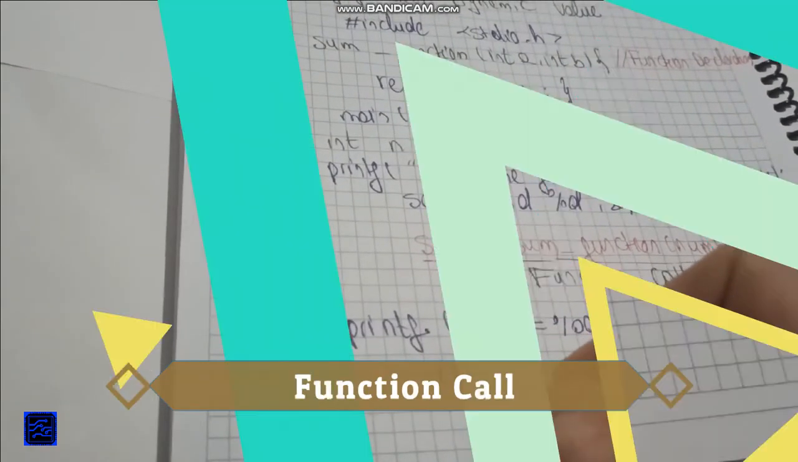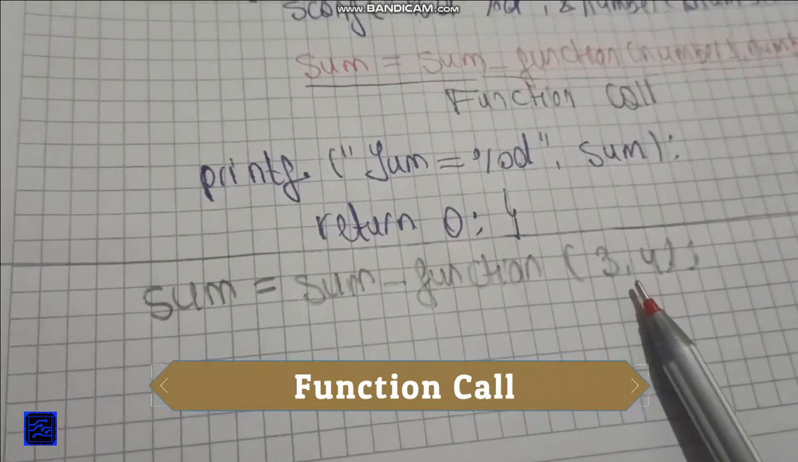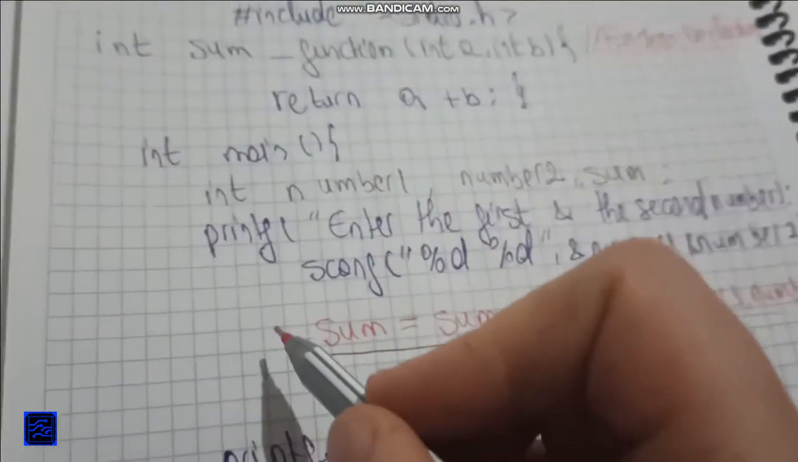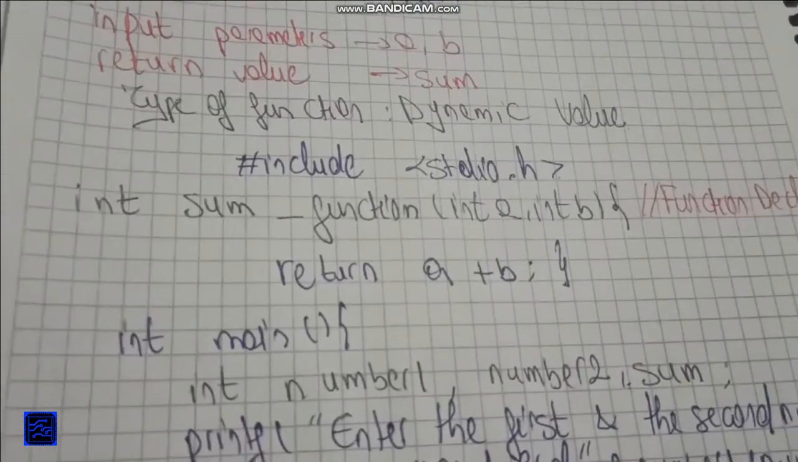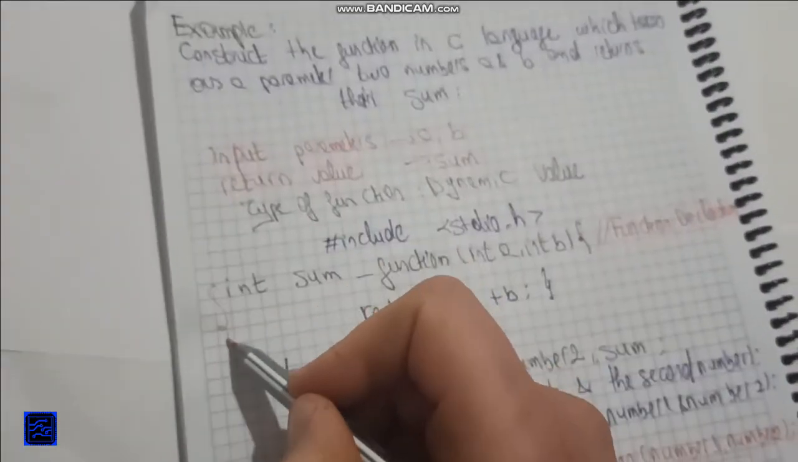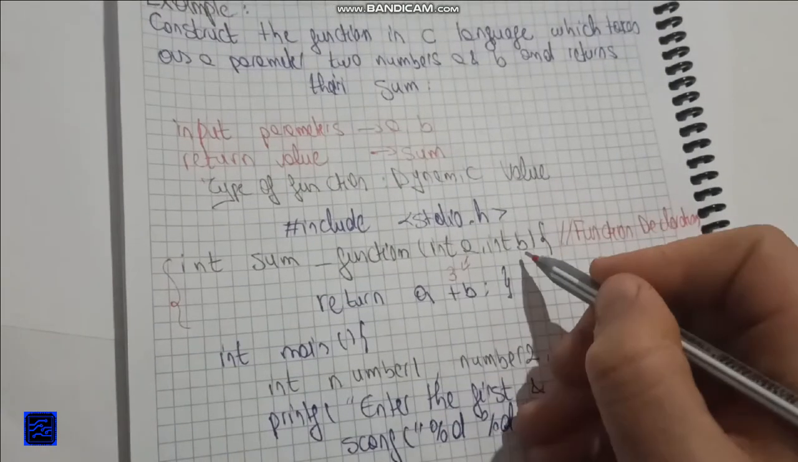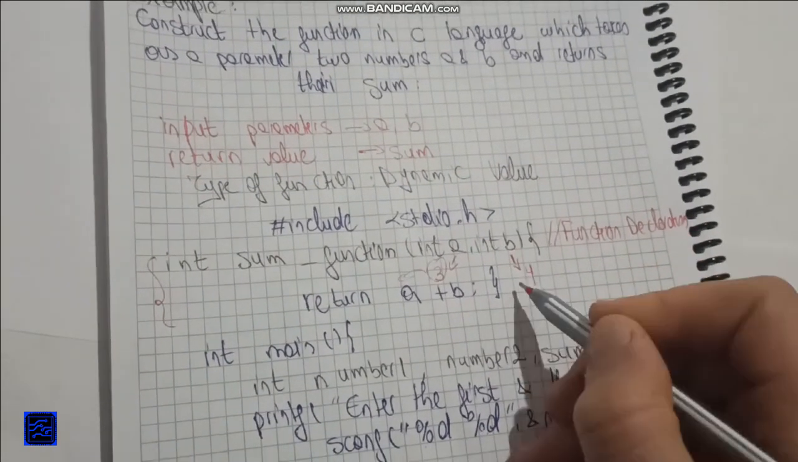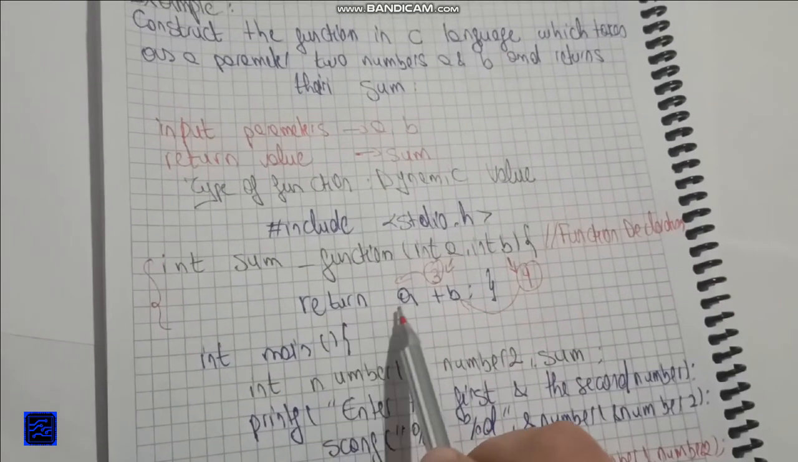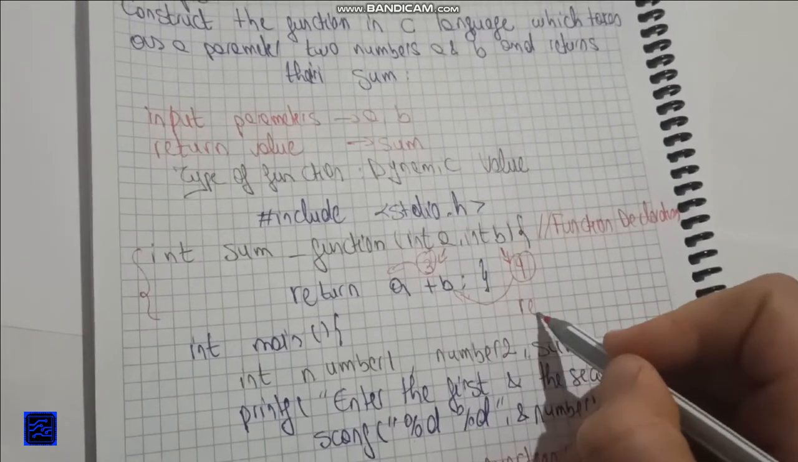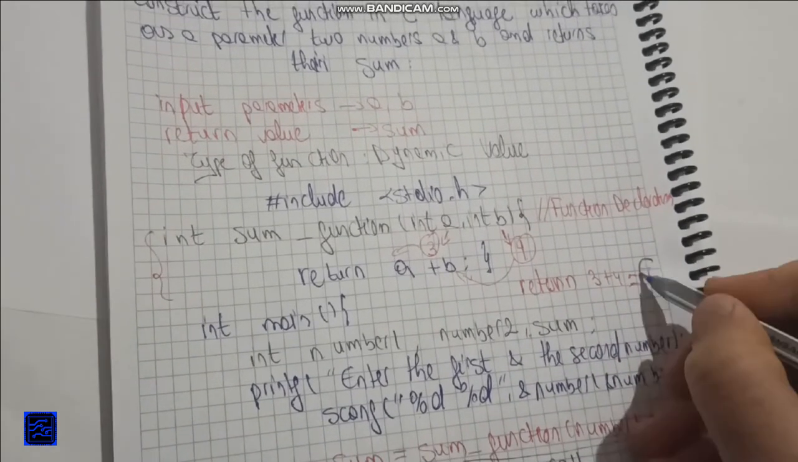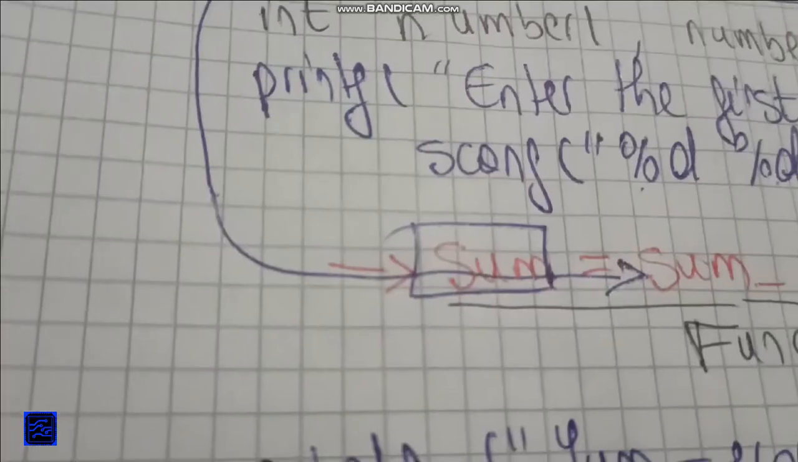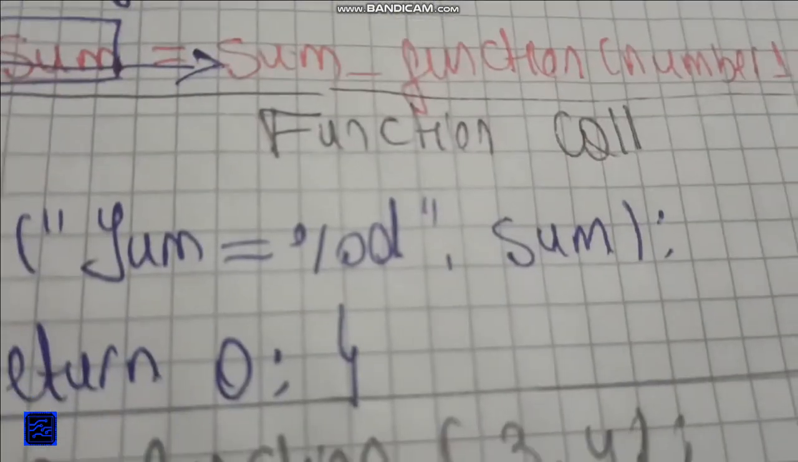If we call the function for two numbers 3 and 4, the execution will be here. As it reads the function call, it will go directly to the function here, and A will be 3 and B will be 4. That function will return A plus B, that is, return 3 plus 4 equals 7. That 7 will go to some variable here, and that variable will be printed to the user. That's how the function works. Write the code yourself.